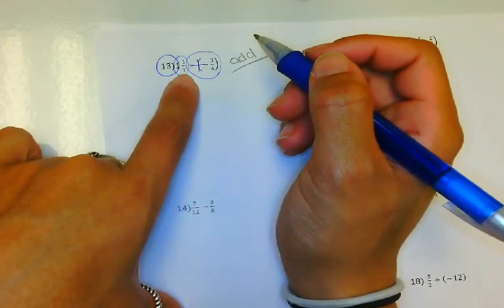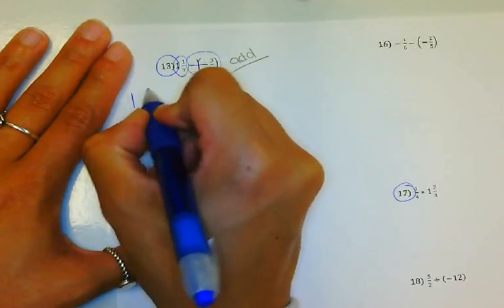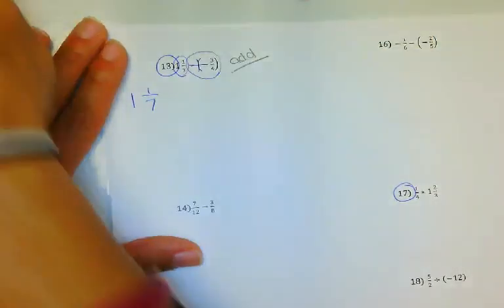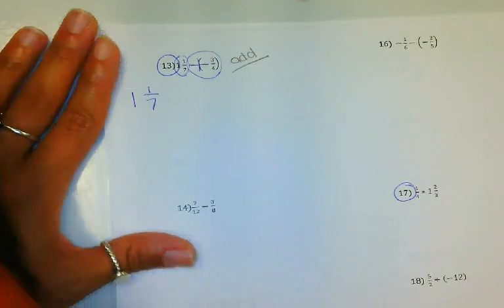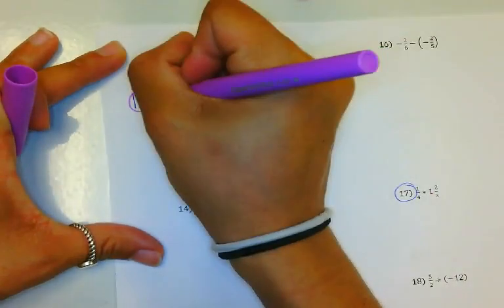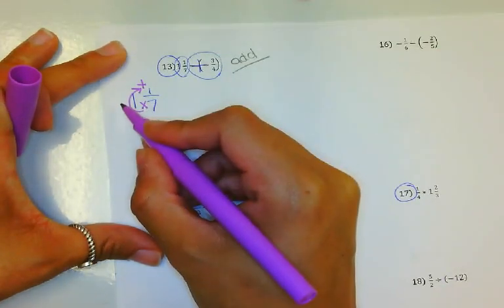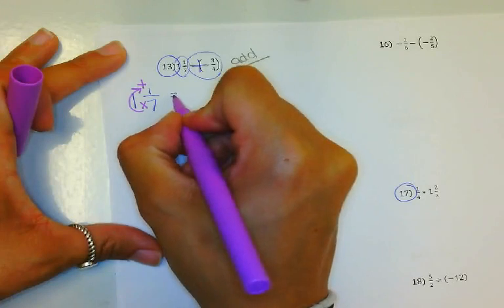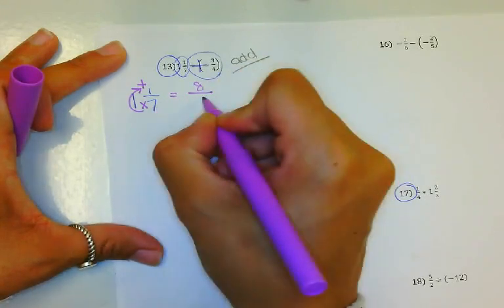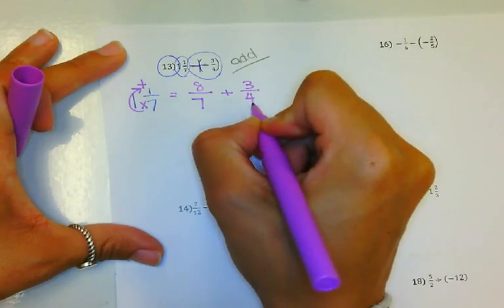We want to change it to an improper fraction. So the way that we do that is we go around the world, or Texas, or whatever you guys want to call it. Okay? So we're going to multiply here, and we're going to add here. 7 times 1 is 7, plus 1 is 8. So this is 8 over, and the bottom number stays the same. Okay? Plus 3 over 4.